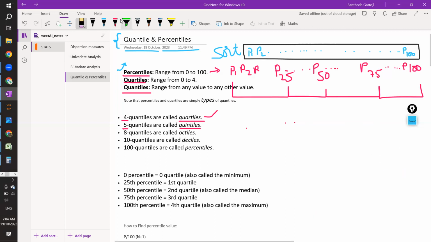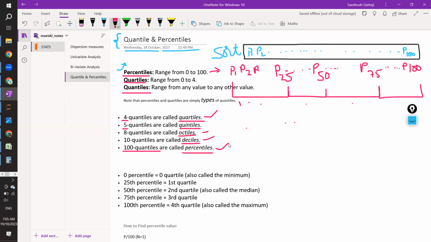Okay, now if you divide them into 8, it's called octiles. Okay, 8 parts. If you divide them into 10, deciles. Now if you divide them into 100, as you have studied just now, it's called percentiles. Okay, now you understood. Overall 100 parts: if you divide into 4, quartiles; 5, quintiles; 8, octiles; 10, deciles; but 100, that means each one unit, one part, is called percentiles.